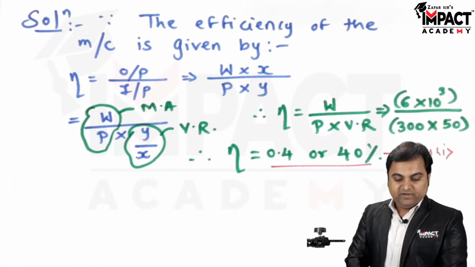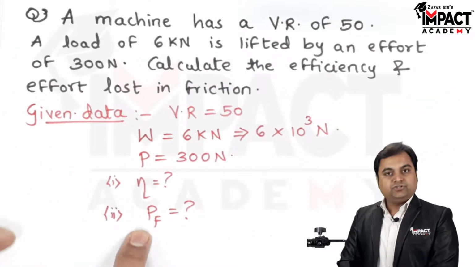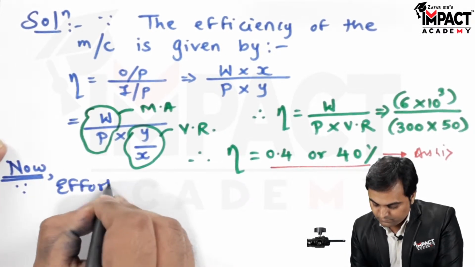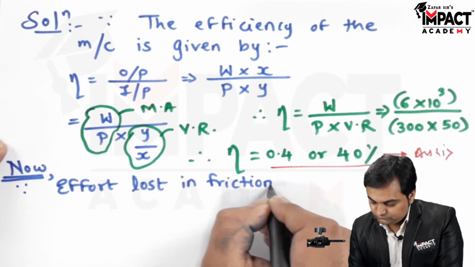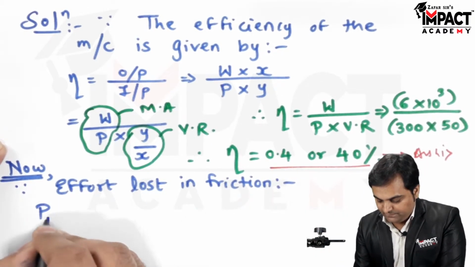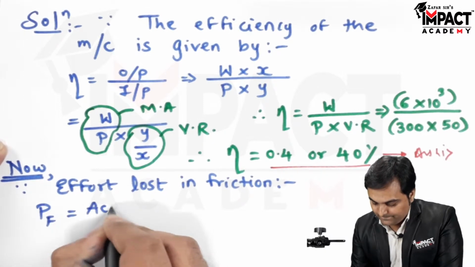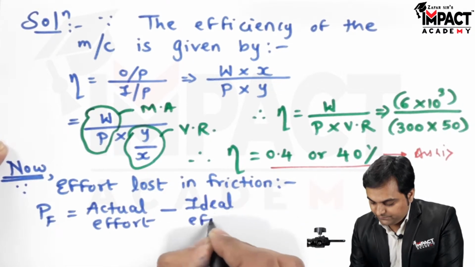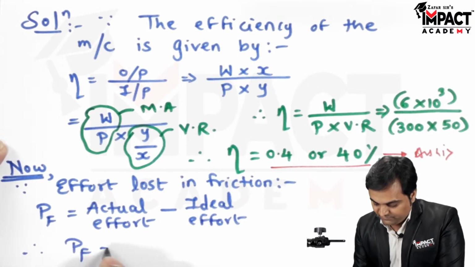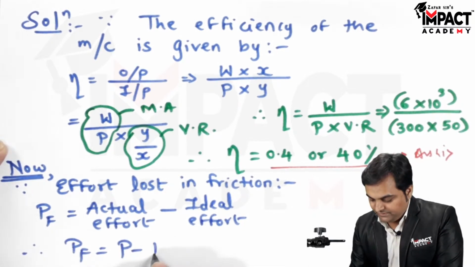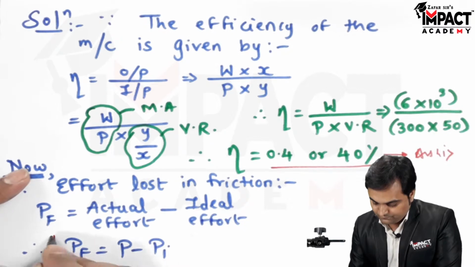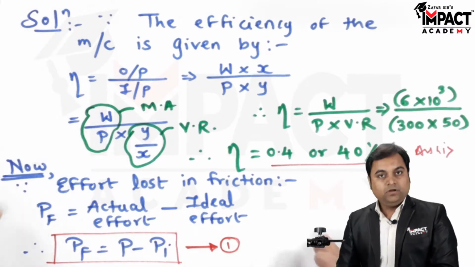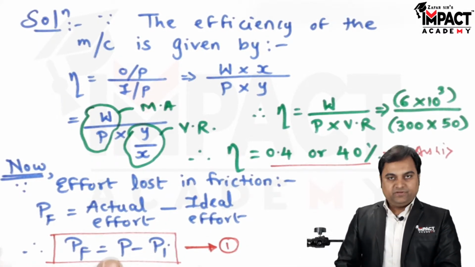Next, we have to also find the effort lost in friction. Since the effort lost in friction is given by P suffix F, and that is actual effort minus ideal effort. So therefore P suffix F equals P minus P suffix I, where actual effort is denoted by P and ideal effort is P suffix I. Now keeping this as the first equation, actual effort is given in the problem, it is 300 Newton.